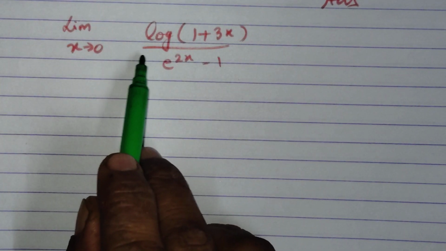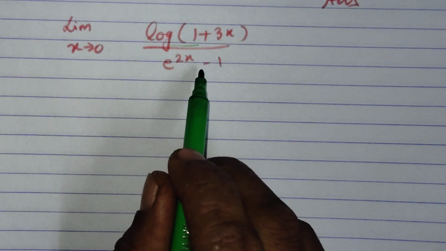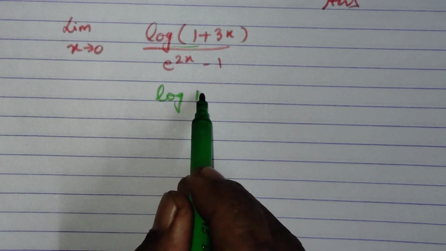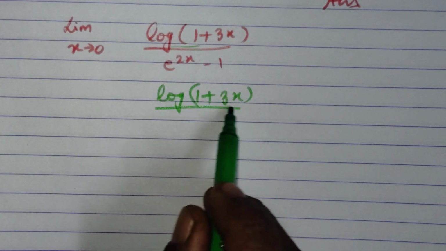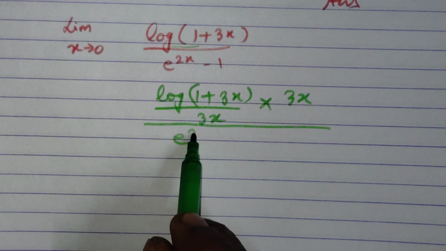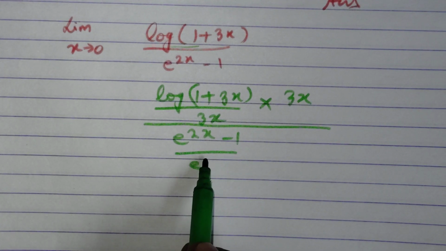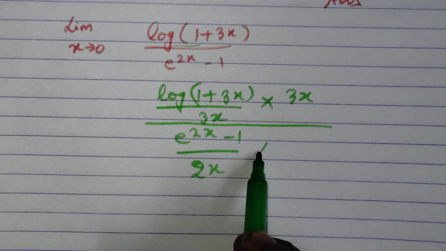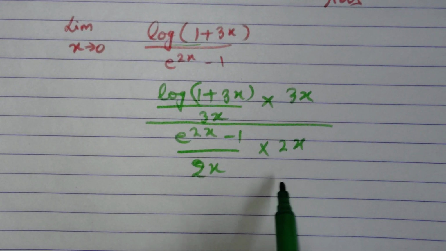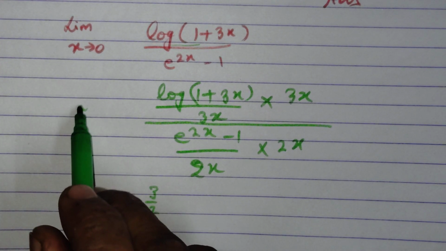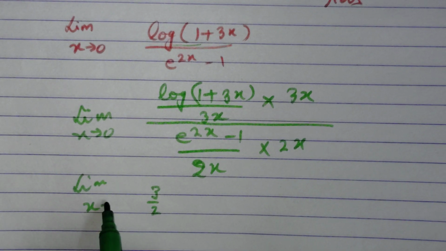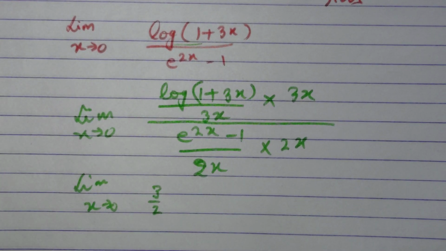In this problem, limit x tends to 0, log 1 plus 3x upon e power 2x minus 1. So what we do, in the numerator we have log 1 plus 3x, so we divide and multiply by 3x. Similarly in the denominator, e power 2x minus 1, we divide by 2x and multiply by 2x. So the x cancels out, 3 by 2 will be left. So 3 by 2 we write outside, and the limit we write as it is, x tends to 0.